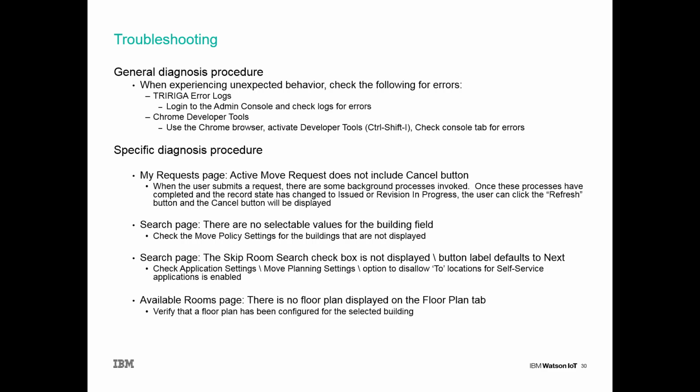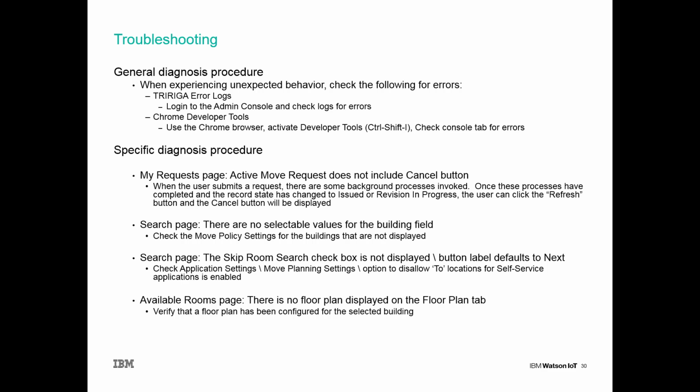And then the next topic we want to cover is troubleshooting. If you're experiencing any unexpected behavior, probably the first place you want to start is to take a look at the TRIRIGA error logs. Log in to the admin console and check the logs to see if there were any error messages in them. So that would probably be the first place to start.